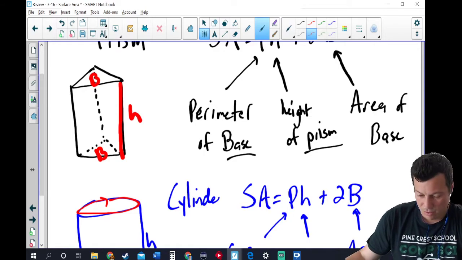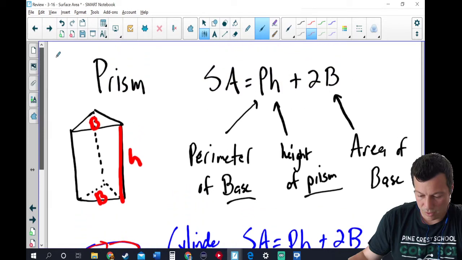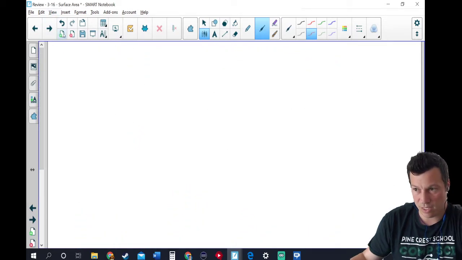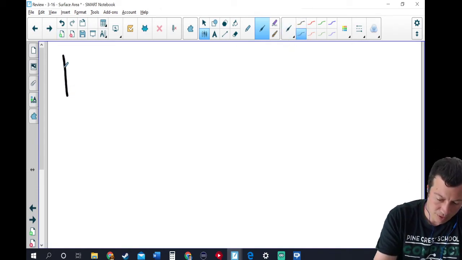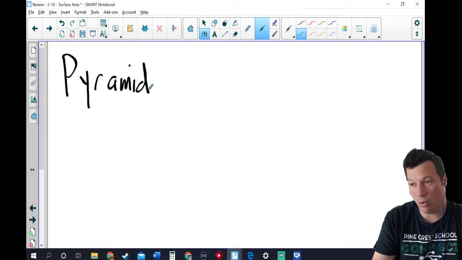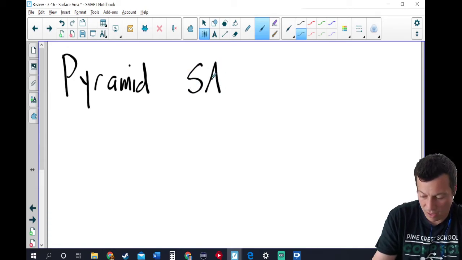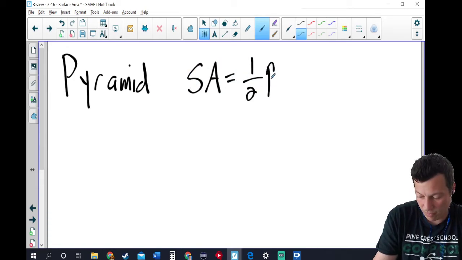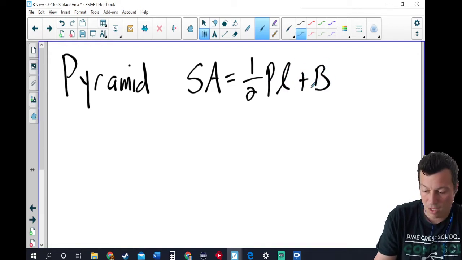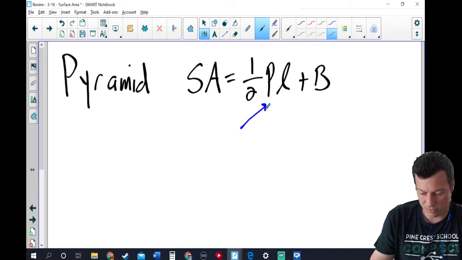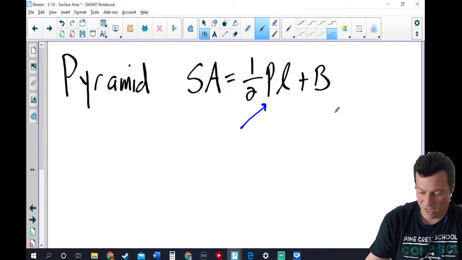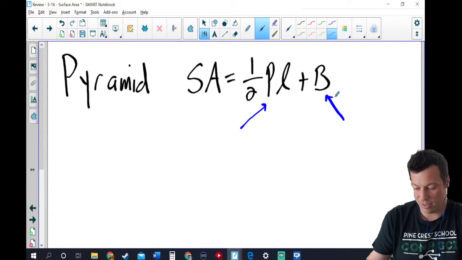All right, let's just do the next. So the next formula are pyramids, and of course we'll lump cones in there as well. If I'm trying to find the surface area of a pyramid, essentially the surface area is going to be 1/2 PL plus B. And again, we can take a closer look at what each of these things are. P stands for the perimeter of the base, like it did before. And B is the area of the base, like it was before.